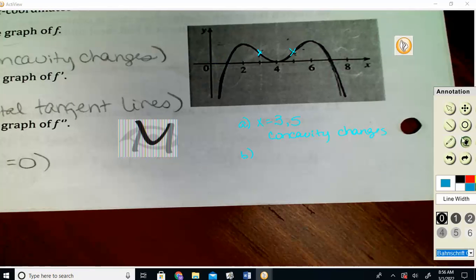So then, B, I'm going to say, okay, let's suppose this is the first derivative that I've drawn the graph of. So we have to think. An inflection point is where the concavity changes. It's where the second derivative is 0. So if I'm looking at the first derivative, the second derivative would be 0 anywhere this has a horizontal tangent line. Where do we have horizontal tangent lines?